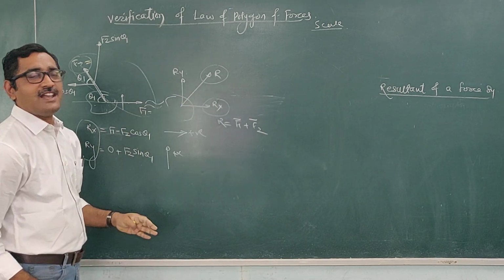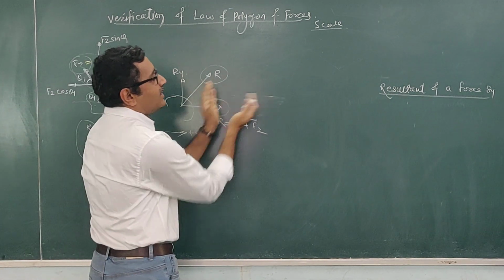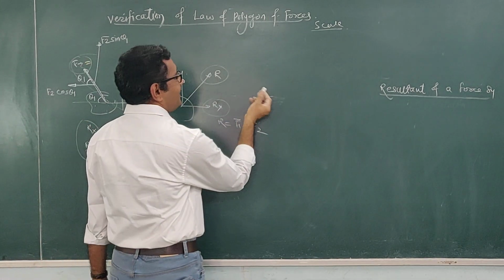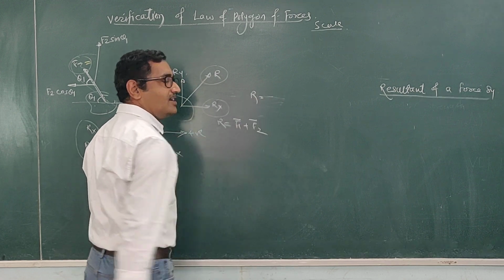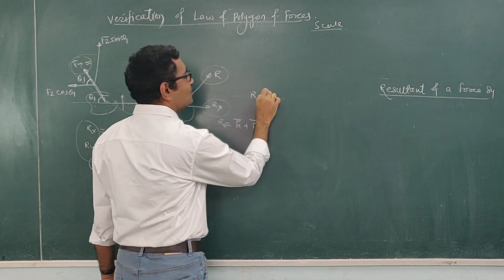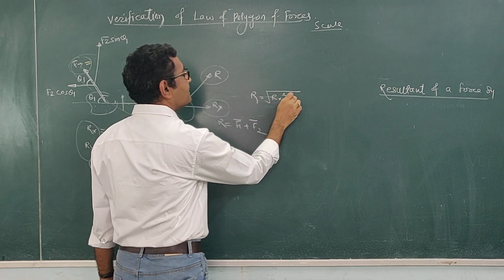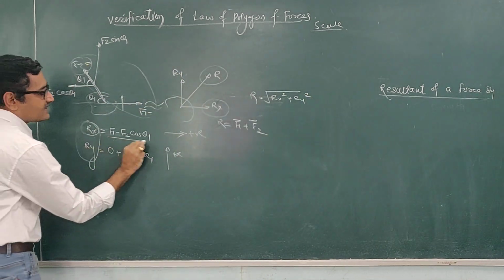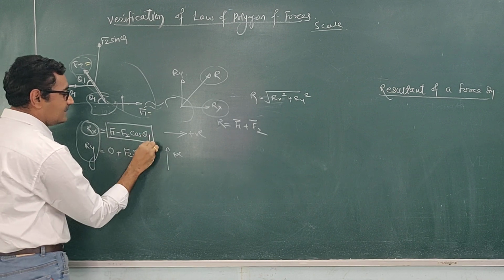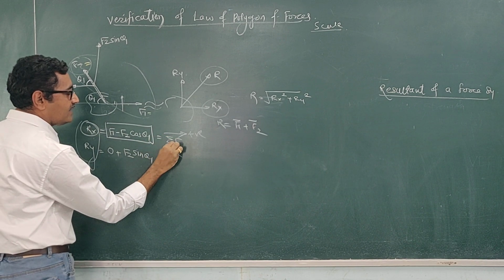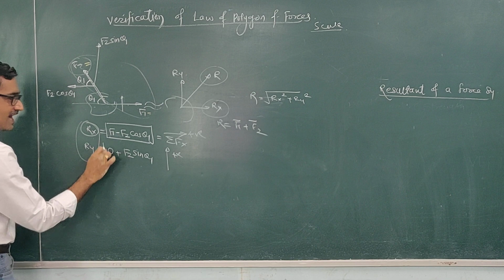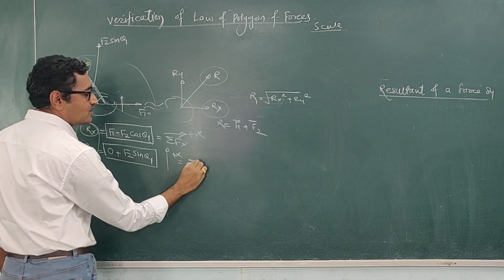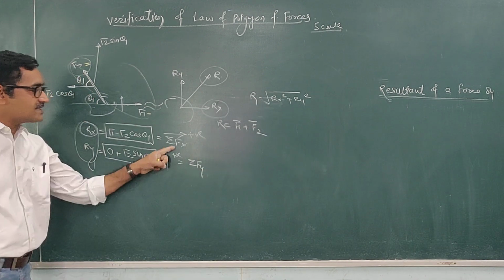Once you get this Rx and Ry, we can use the triangle law to calculate this R. Using the triangle law directly we can write the mathematical expression, R equal to under root of Rx square plus Ry square. And this Rx is nothing but the summation of all x components, which we can write as the summation of fx. And this Ry is nothing but the summation of all y components, which can be denoted as the summation of fy. Sigma stands for the summation.